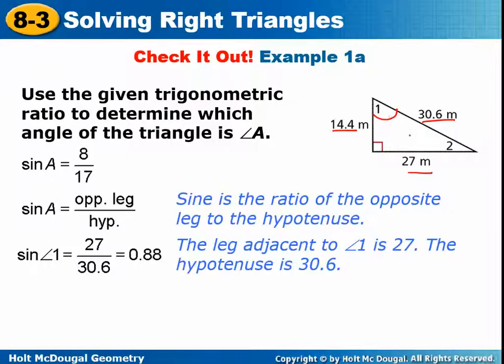You could use sine and do 27 over 30.6. This should be the word opposite. I'm sorry, I should have proofread this before I started doing my video. I just thought the slides were going to be correct. And then if you want, you could change that to a decimal. But this is the ratio right here.